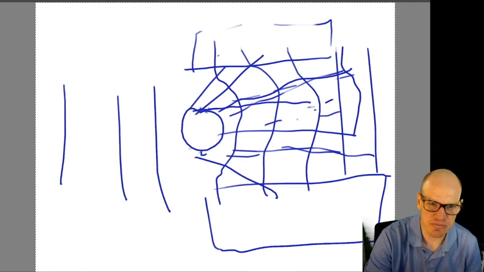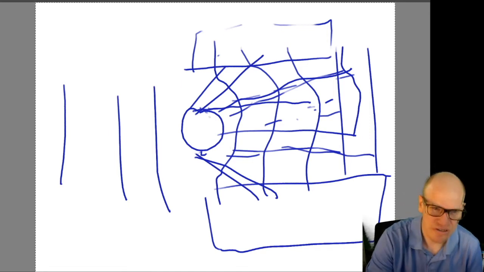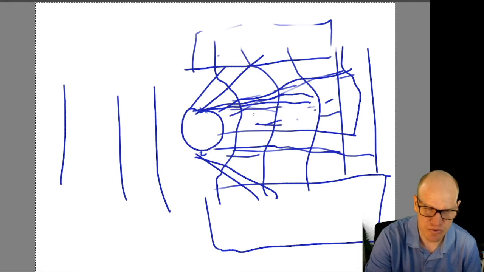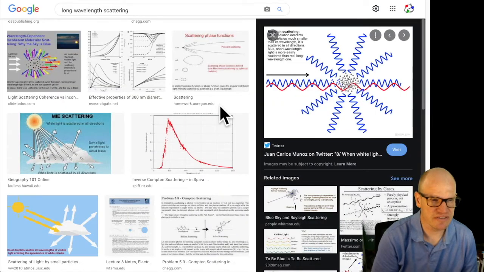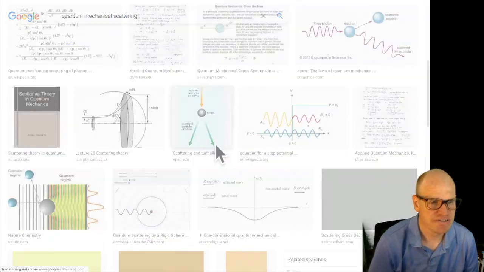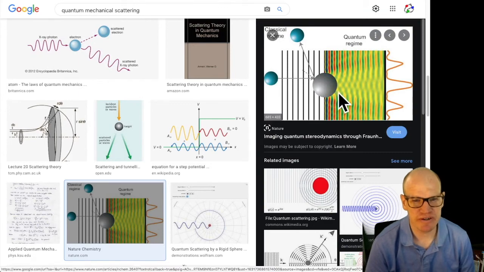And so it starts to spread out more. Is that right? As the wavelength gets longer, the shadow of the interference pattern will grow, I think is what happens. So let me see if I can find quantum mechanical scattering. Here we go. This is what I'm talking about right here.